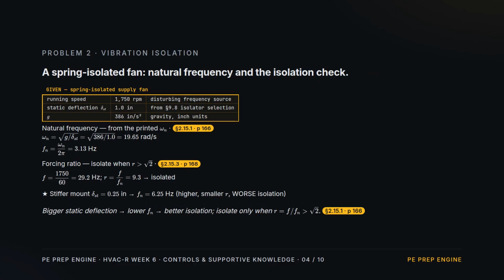Problem 2. A spring isolated fan. Natural frequency comes from the printed circular frequency, root of G over static deflection divided by 2 pi, a little over 3 Hz. The fan turns at about 29 Hz, so the frequency ratio is well above root 2 and the fan is isolated. The trap, a stiffer mount with less deflection, raises the natural frequency and makes isolation worse. Bigger deflection, lower natural frequency, better isolation.